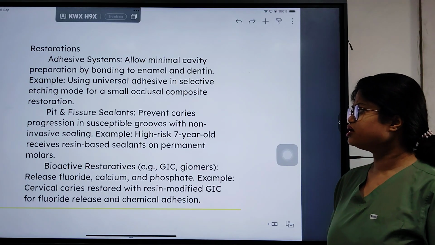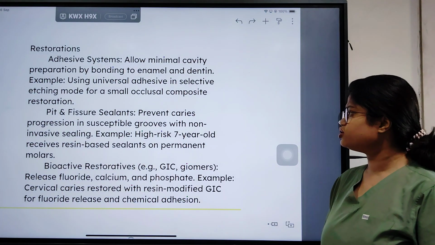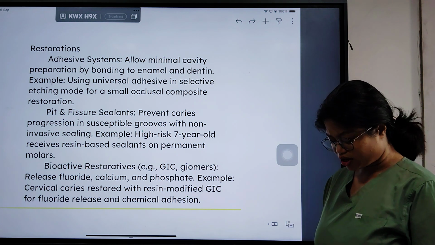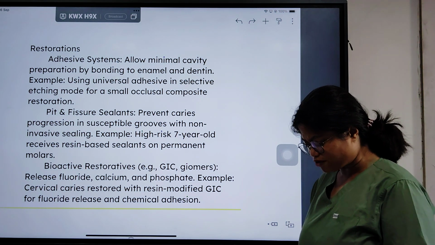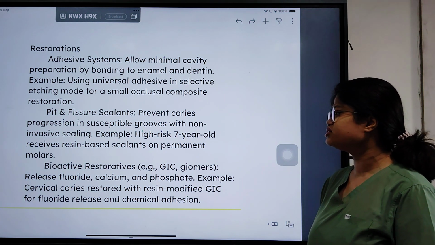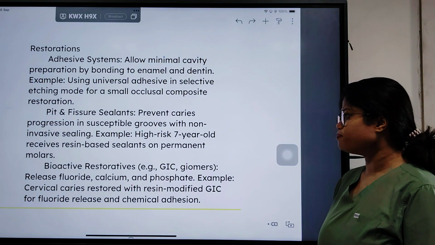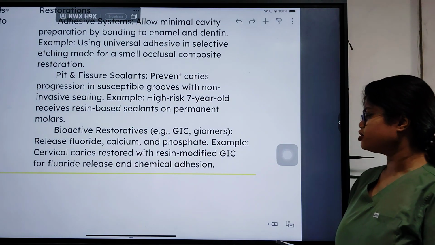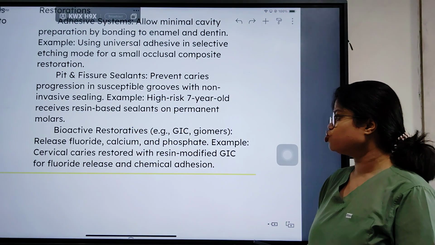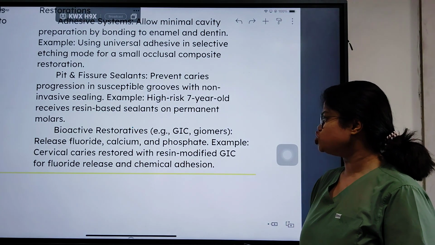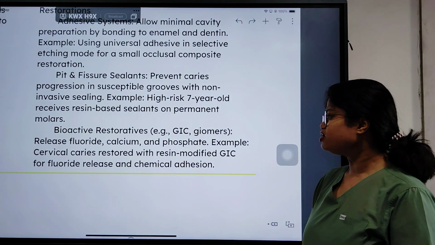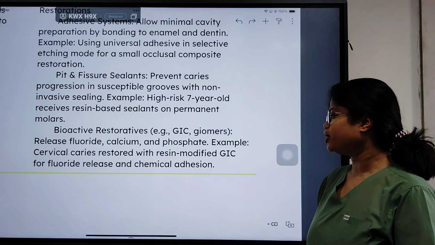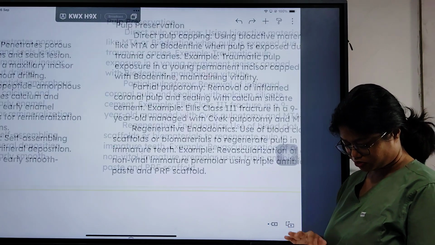Pit and fissure sealants prevent caries progression in susceptible groups with non-invasive sealing. We have seen that a high-risk 7-year-old receives resin-based sealants on permanent molars. Studies have been done on that. And bioactive restoratives such as giomers release fluoride, calcium, and phosphate. Cervical caries are restored with giomers for fluoride release and chemical adhesion.